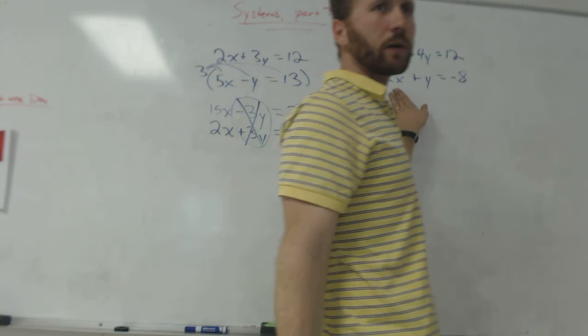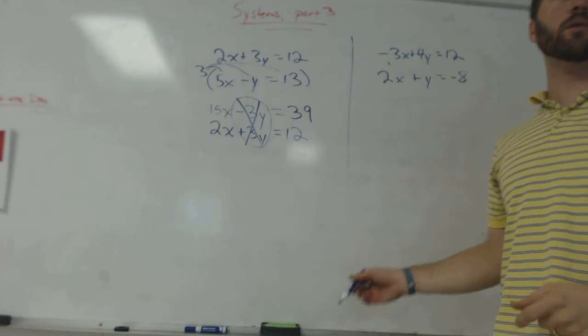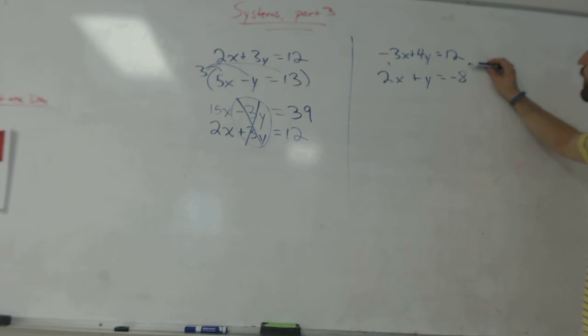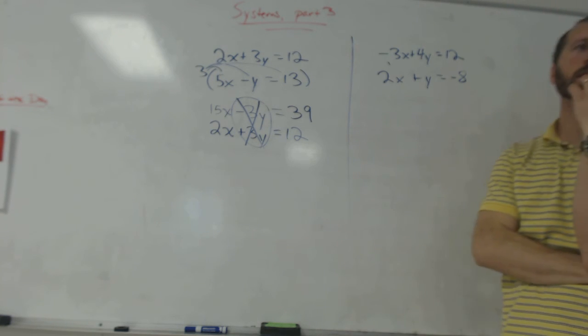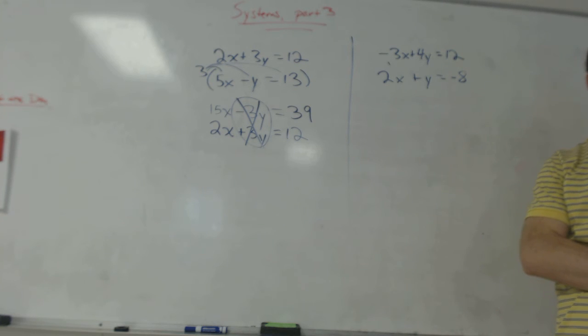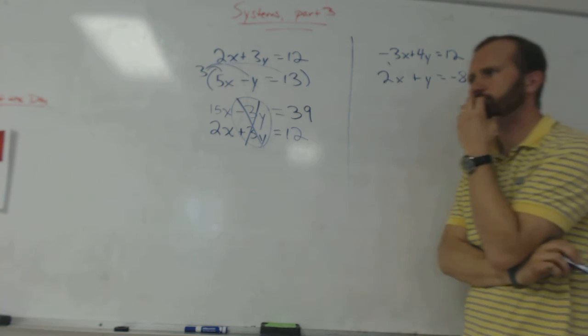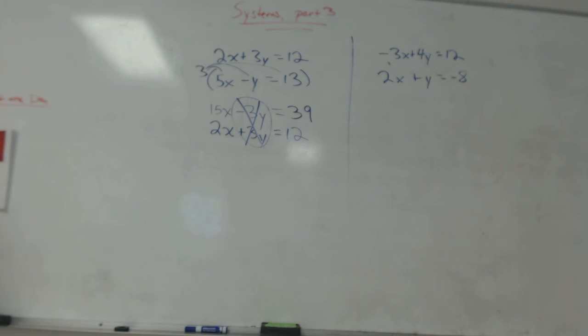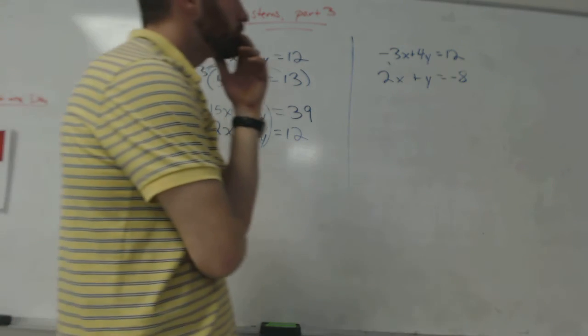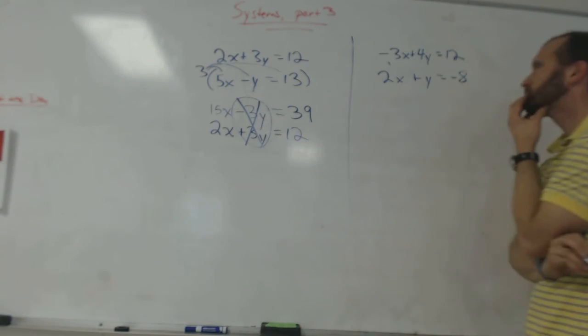Let's look at number 2 here. Stop whatever you're doing on number 1 and move over to number 2. What can I multiply by here in order to get something to eliminate? What could I multiply this by? Negative 4 on the bottom.